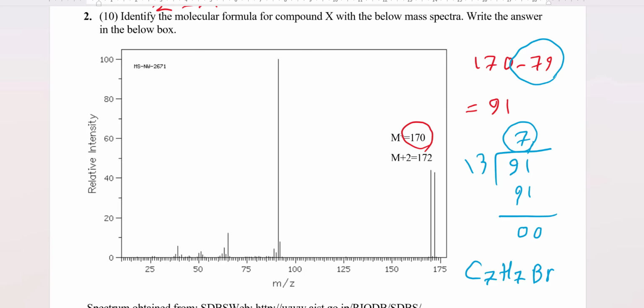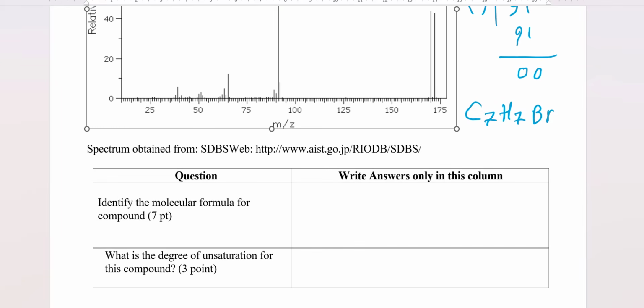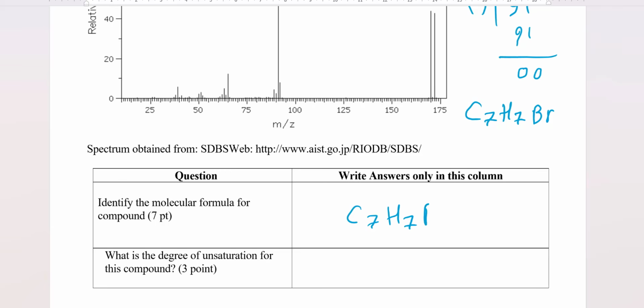If we calculate the degree of unsaturation for this compound, it equals 4. Here we should write the formula: number of carbon plus 1 minus number of hydrogen plus halogen, 1 bromine, we don't have nitrogen, over 2. 8 minus 4 equals 4.